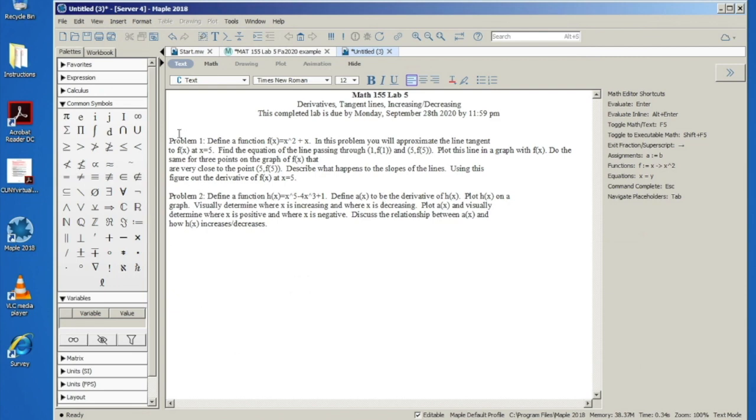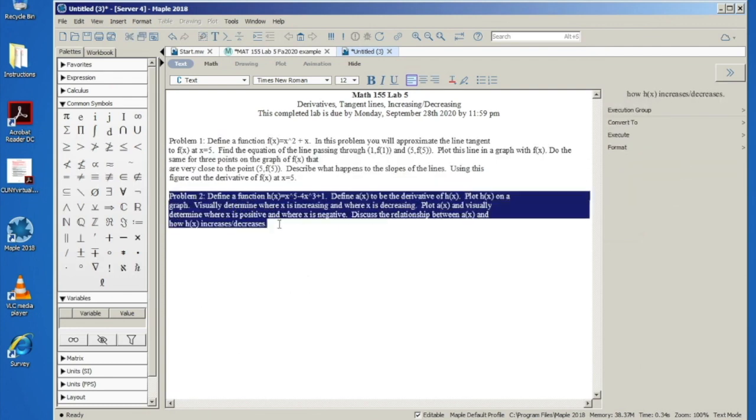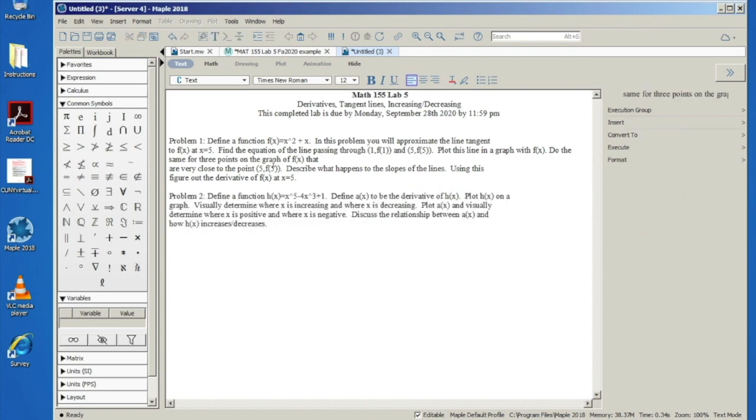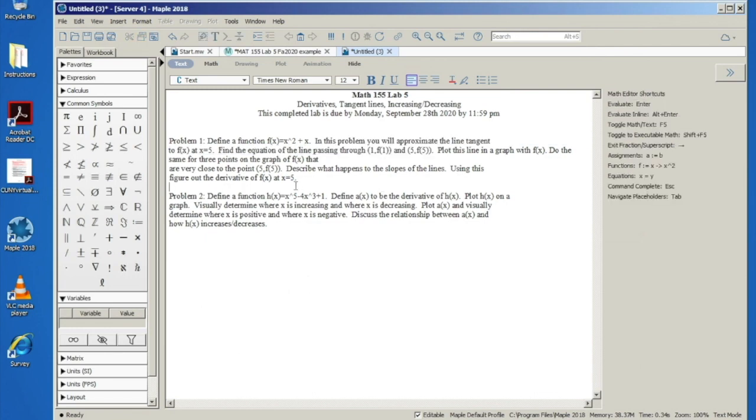Here we have two problems. Problem number 1, we will define a function. This problem is similar to the first two problems in the lab. Problem number 2 here is similar to problem number 3 in your lab. Today we will be learning a few new commands, especially the command to take derivatives in Maple. And we will be exploring some ideas that you should have been covering in your classes by now.